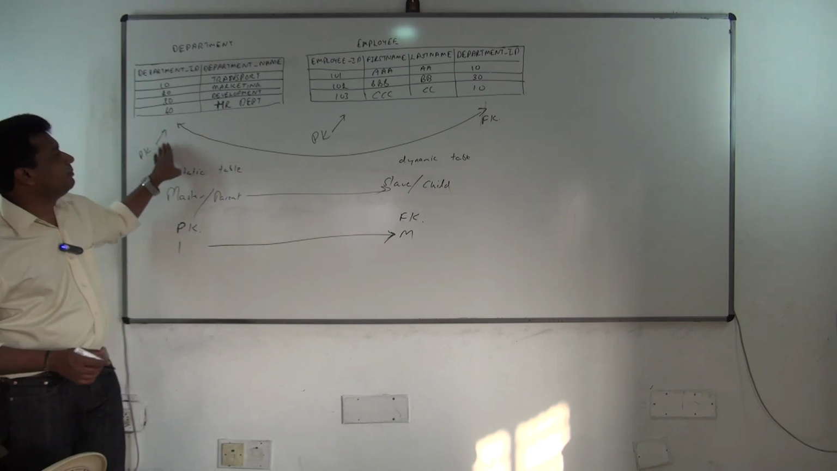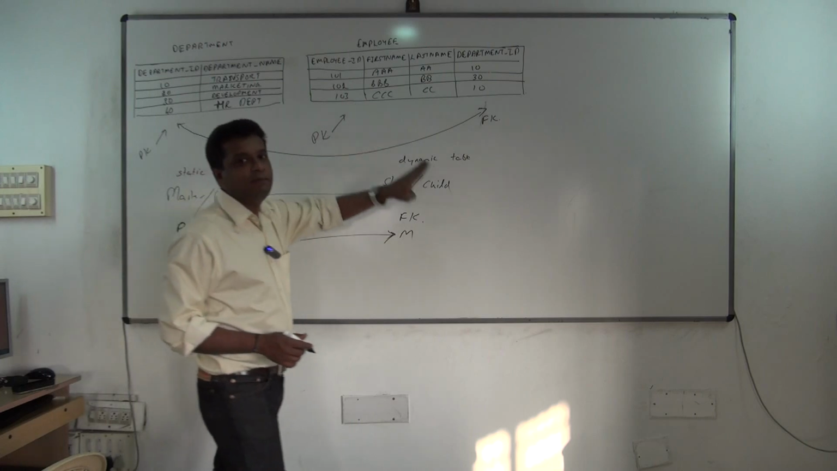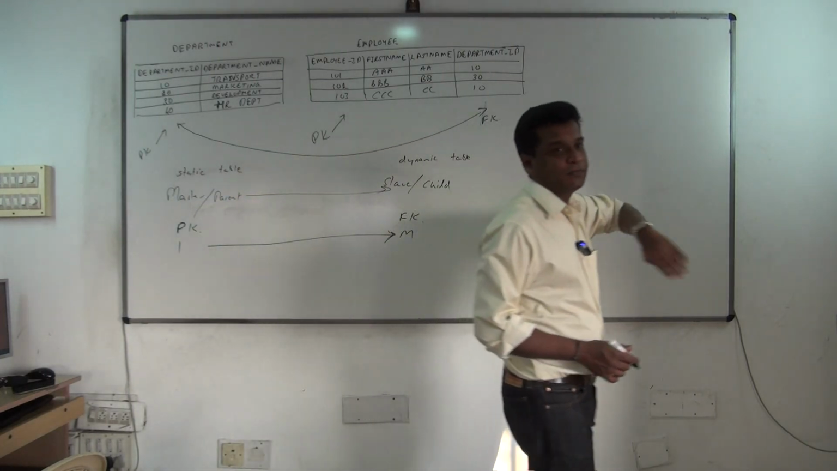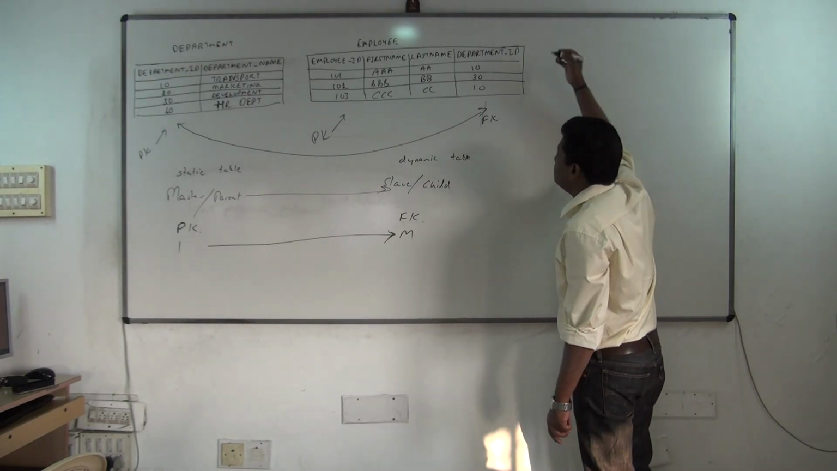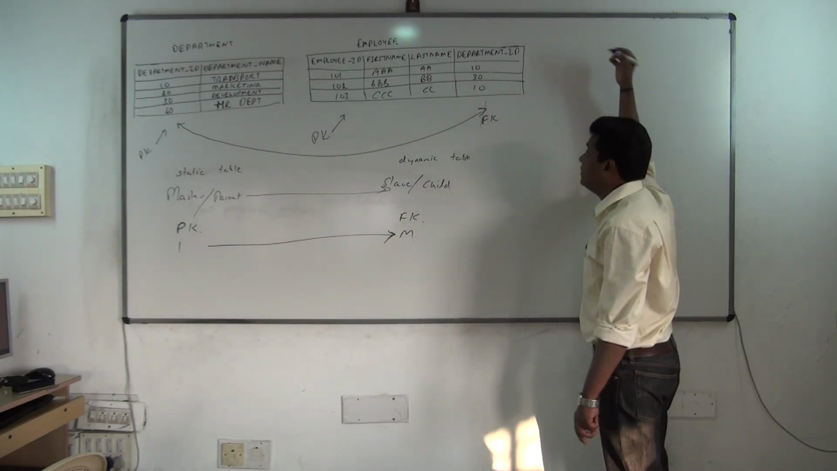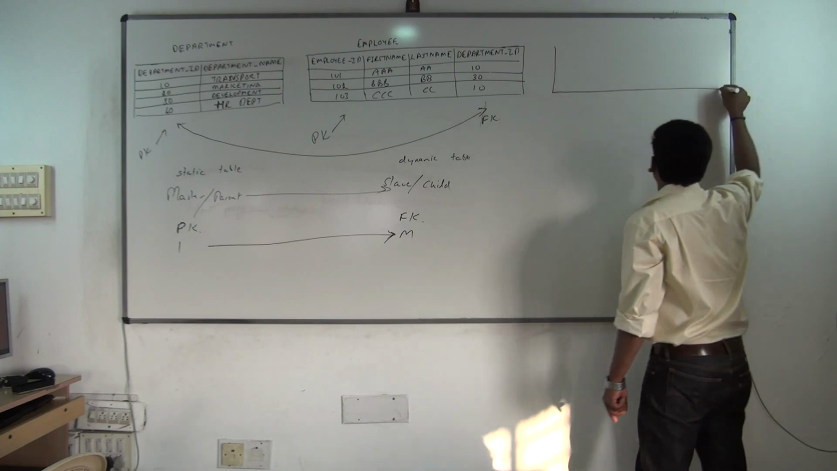So one department has many employees. Now, one employee has many phones. Yes or no? One employee has many phones. Let's see now. Since one employee is going to have many phones, I'll create one more table now.